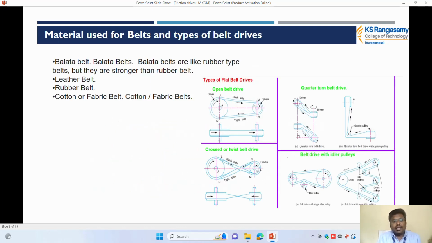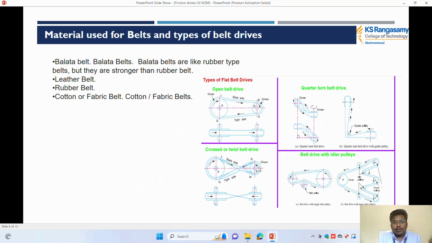Next, what are the materials used in the belt? The first one is the balata belt. Balata is similar to rubber belt material, but it is stronger than the rubber belt. And the next ones are the leather belt and the cotton and fabric belt, which are also used in belt drives.